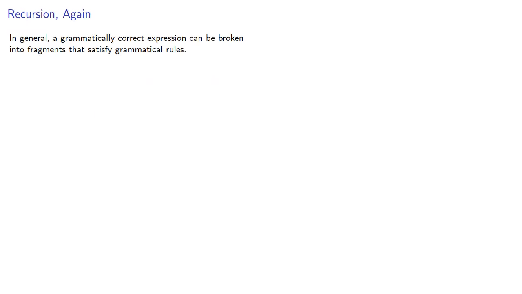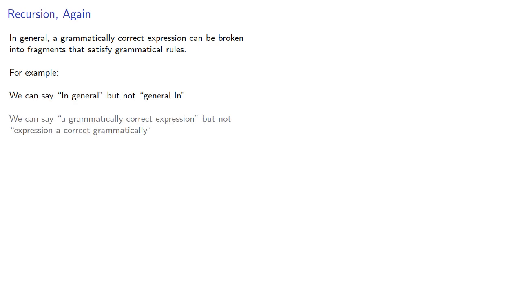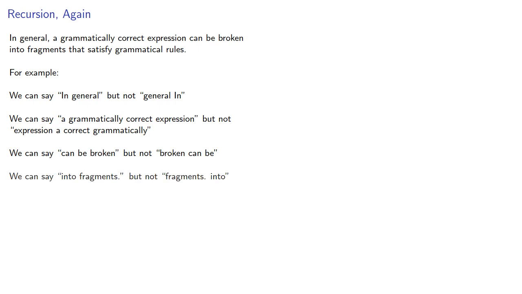In general, a grammatically correct expression can be broken into fragments that satisfy grammatical rules. For example, we can say "in general," but not "general in." We can say "a grammatically correct expression," but not "expression a correct grammatically." We can say "can be broken," but not "broken can be," at least not until you're 900 or so. We can say "into fragments," but not "fragments into."